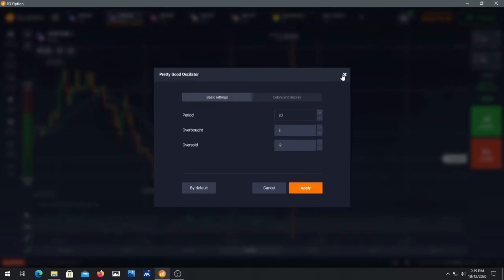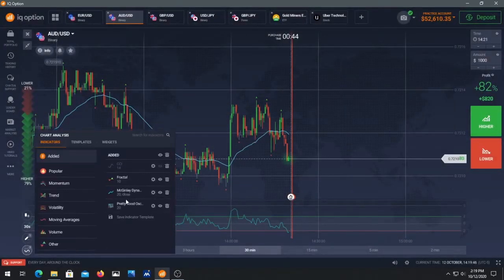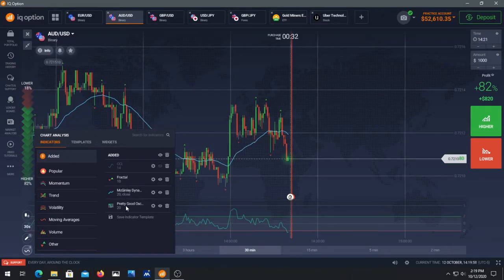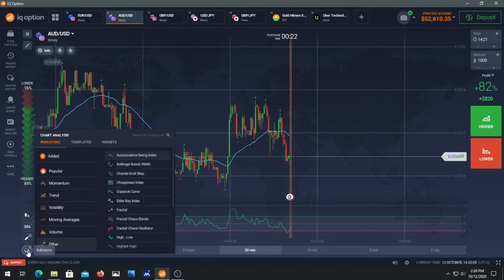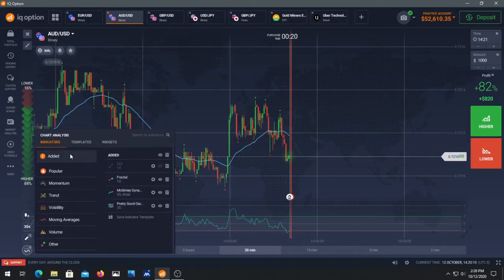So you have gotten those now. The three indicators are the fractal, which is the 10th period, and the McGinley Dynamic, which is the 20th period where the source is close, and the oscillator that we're going to be using to call the trades is the Pretty Good Oscillator. This is a new strategy as usual. Whenever I add these indicators, you can always save a template and give it a name so that you can have it for referencing later on whenever you're trading.